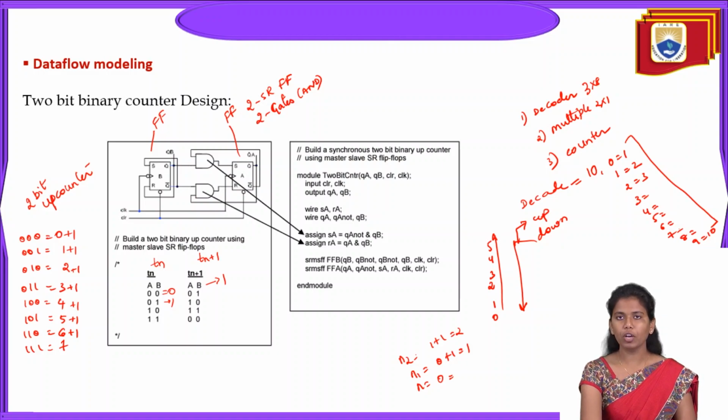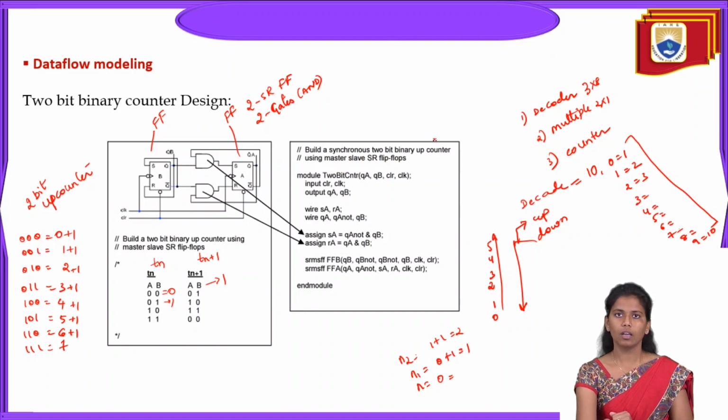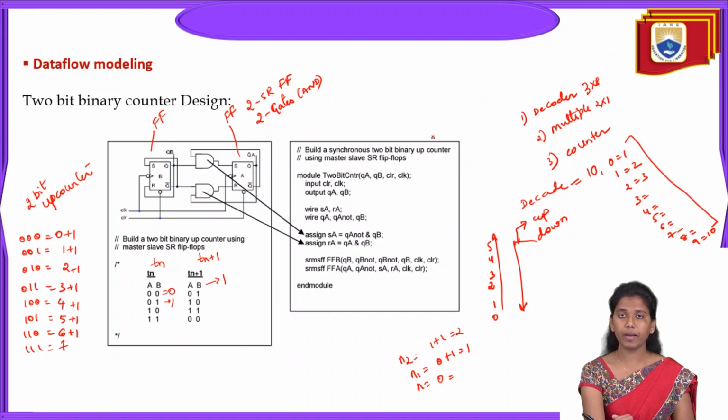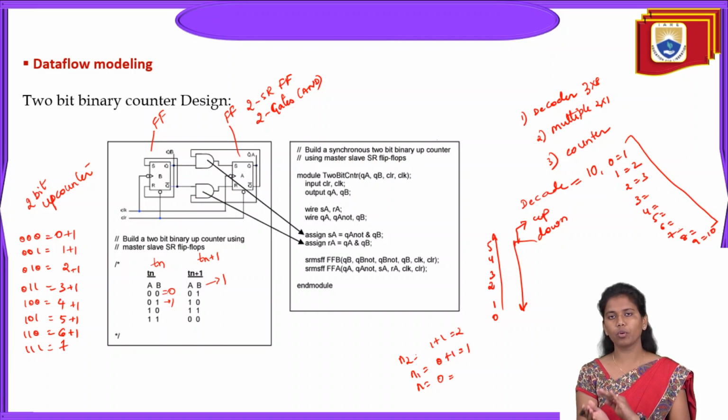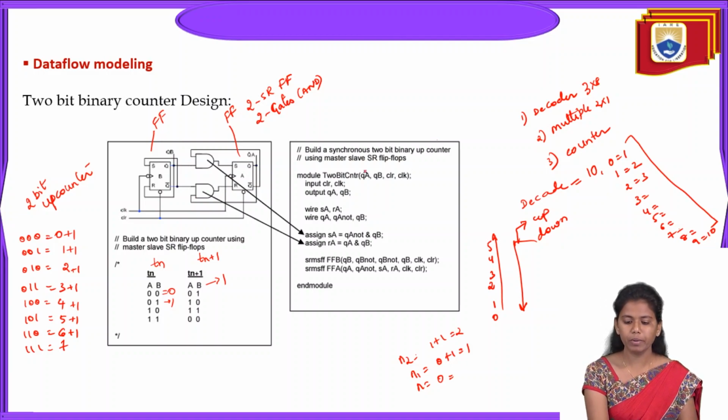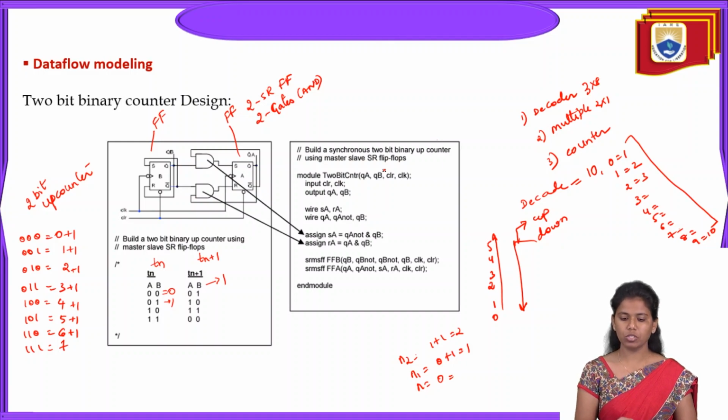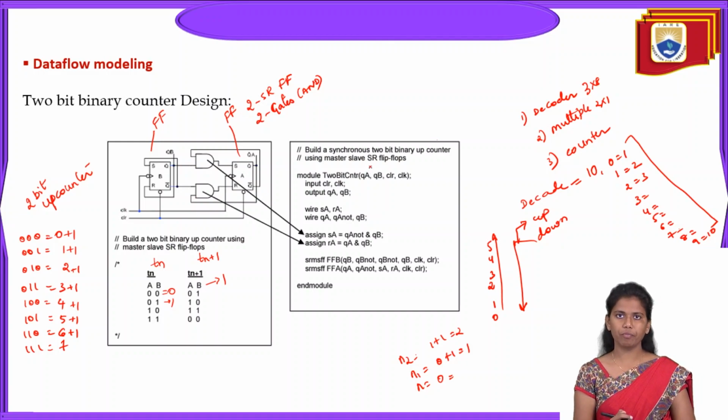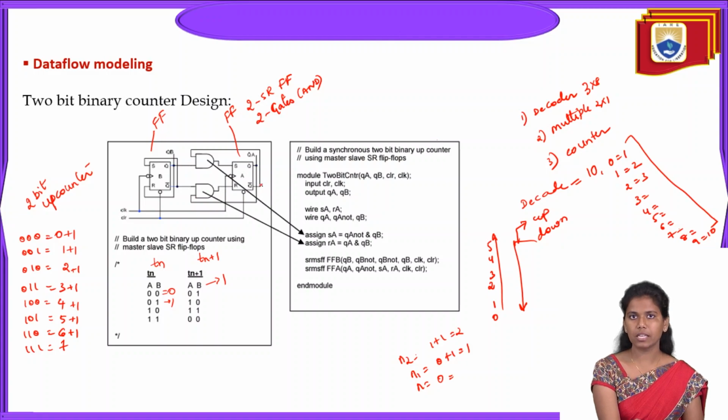Okay, if you observe the right side, this is a code, and we will discuss how the code has been written. Build a synchronous 2-bit binary up counter. This coding is about the synchronous 2-bit binary up counter, where one bit is added synchronously. So build a synchronous 2-bit binary up counter using master slave flip-flop. So here this is a master slave flip-flop.